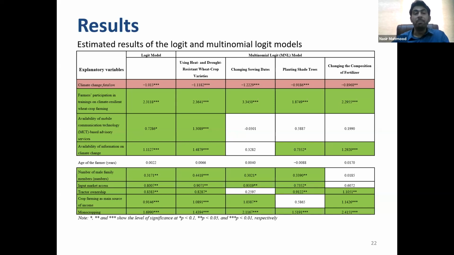Then again, there is the variable input market access. Easy access to input markets leads towards more adaptation against climate change, because these input markets also serve as an information exchange platform, where the farmers can get useful information from the input suppliers and also from fellow farmers to adjust their farming according to the changing weather conditions.